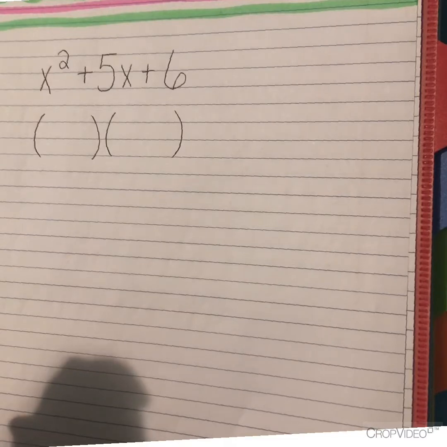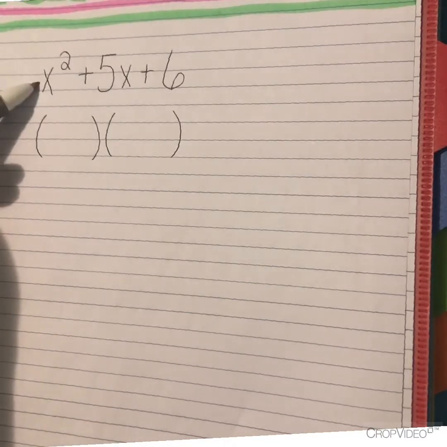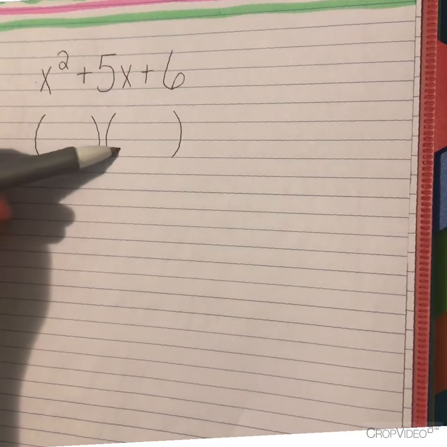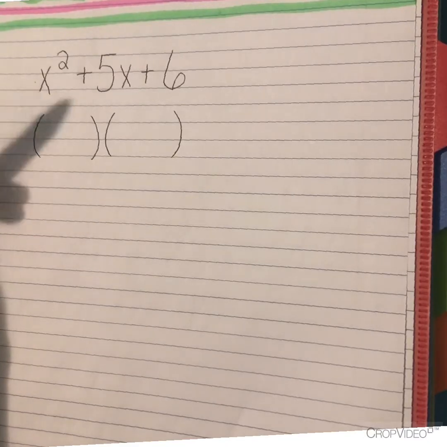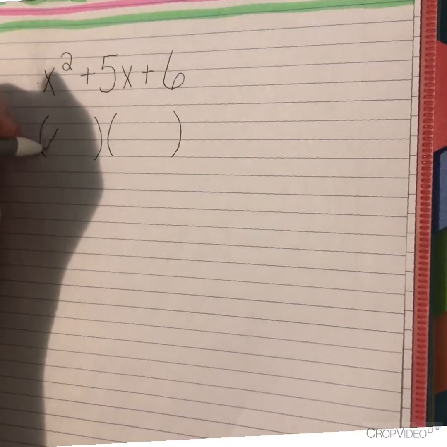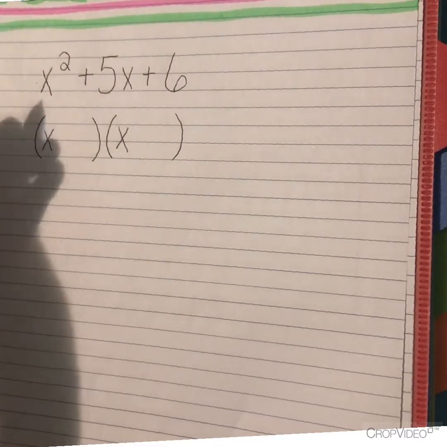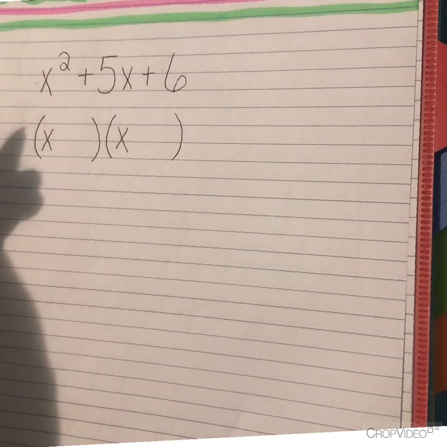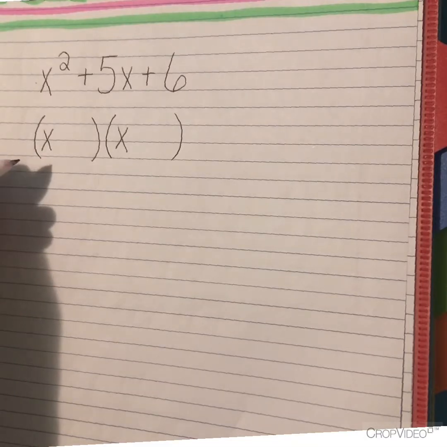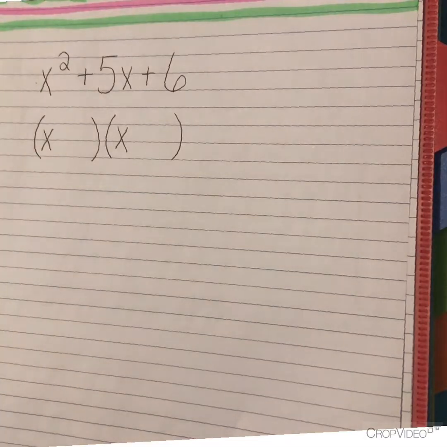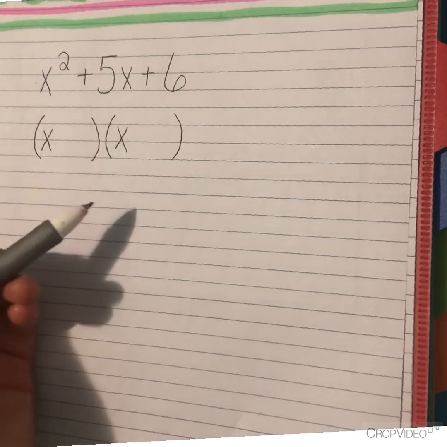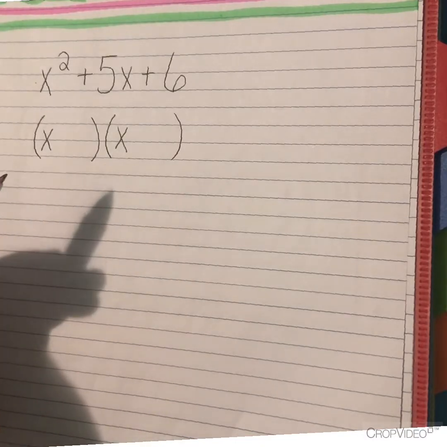Your second step is to simply look at the first term and think, what times what will give me x squared? Off the top of my head, I know that x times x is the only solution that will give us x squared when multiplied. So I know it is an x and an x. And I know to put that there because when we factor polynomials, it is pretty much reverse FOIL.